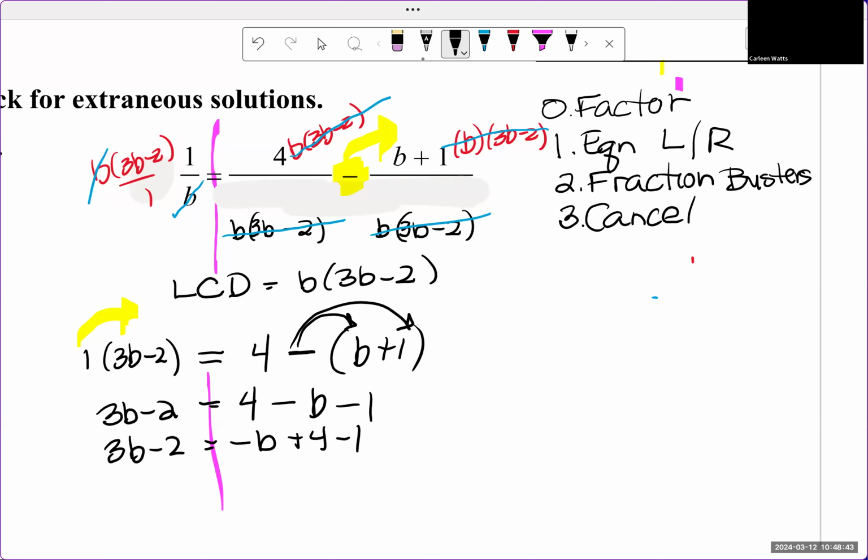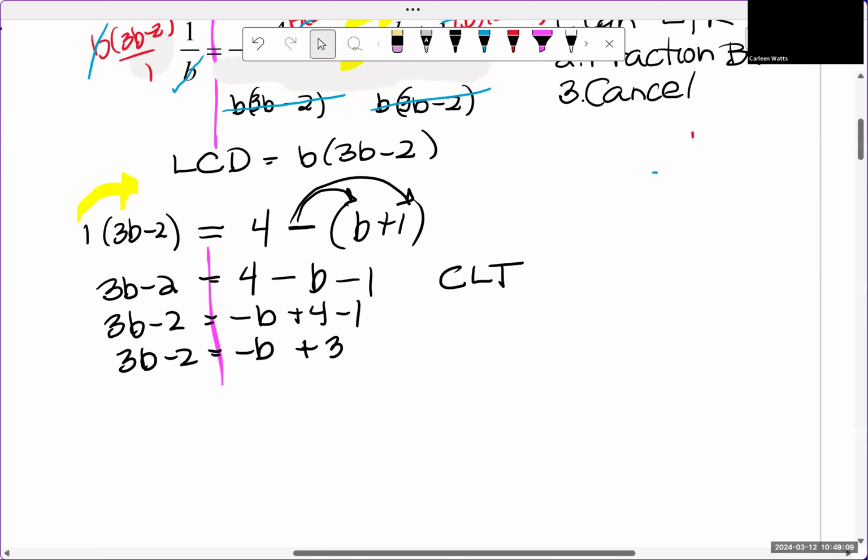So now when we combine like terms, 3b minus 2 is equal to negative b plus how much? Plus 5. Oh, careful. Plus, what do you think, Isabel? Plus 3. Yeah. Okay, so that was the combine like terms phase.